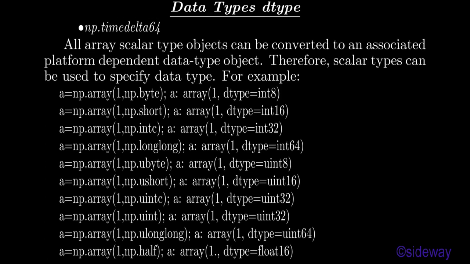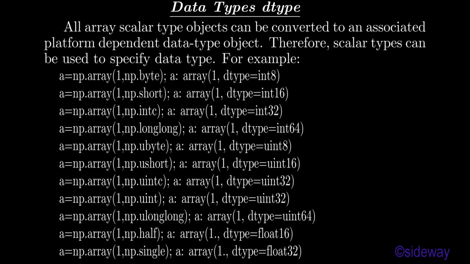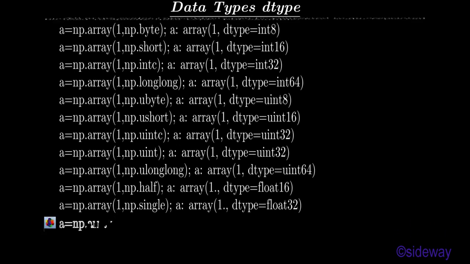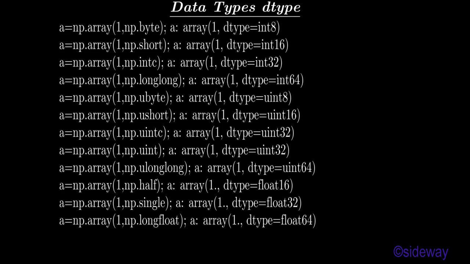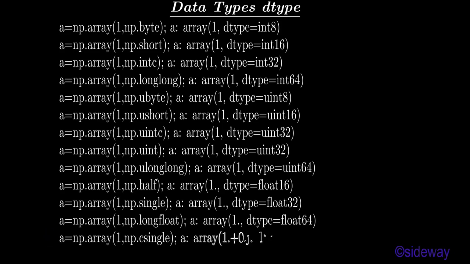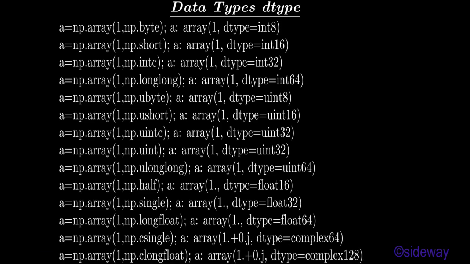a = np.array([1], np.half), array([1.], dtype=float16). a = np.array([1], np.single), array([1.], dtype=float32). a = np.array([1], np.longfloat), array([1.], dtype=float64). a = np.array([1], np.csingle), array([1.+0.j], dtype=complex64). a = np.array([1], np.clongfloat), array([1.+0.j], dtype=complex128).